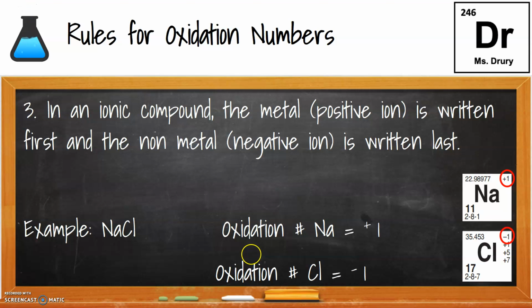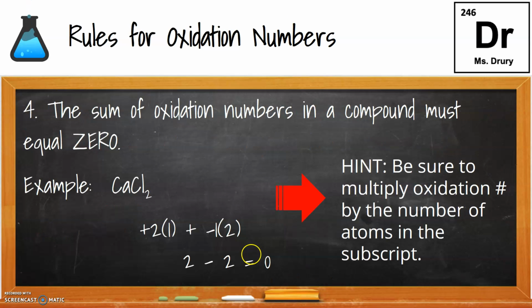So in the example of sodium chloride, which we see a lot, sodium is +1 and chlorine's top charge is -1, and that's why the example is just 1 sodium for every chlorine, because the charges will equal 0. The sum of the oxidation numbers in a compound must equal 0, so you have to make sure you multiply the oxidation number by the number of atoms in the subscript.